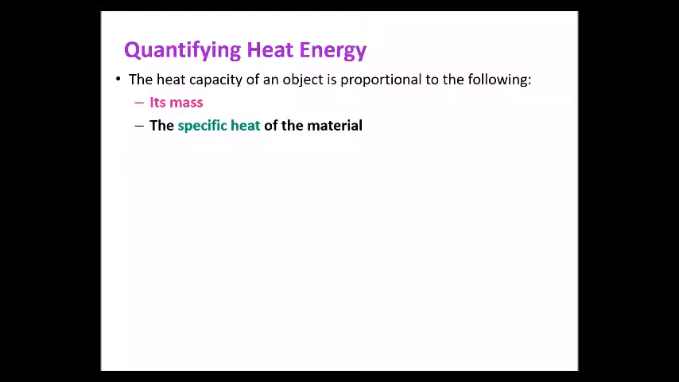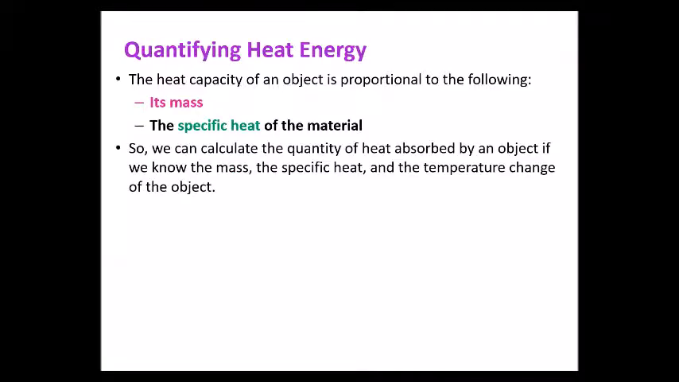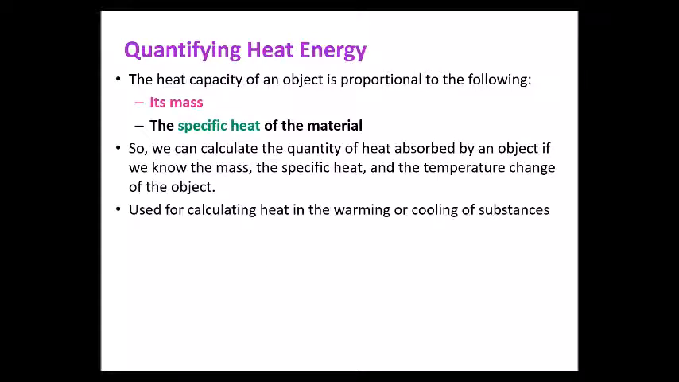Quantifying heat. Heat capacity, we know, is really dependent on mass and the specific heat of the material. From that idea, we can come up with a way of putting heat into numbers now. It's not some abstract idea. You have the quantity of the substance, the mass, you know the specific heat of it, and you know the temperature change of it. Then you will be able to determine how much heat was absorbed or released. In this particular set of examples, we're going to look at it from the heating and cooling standpoint.